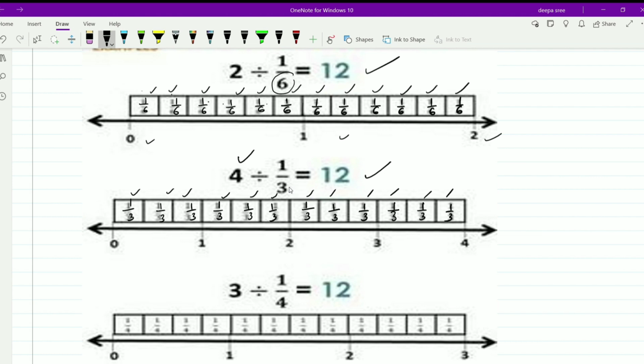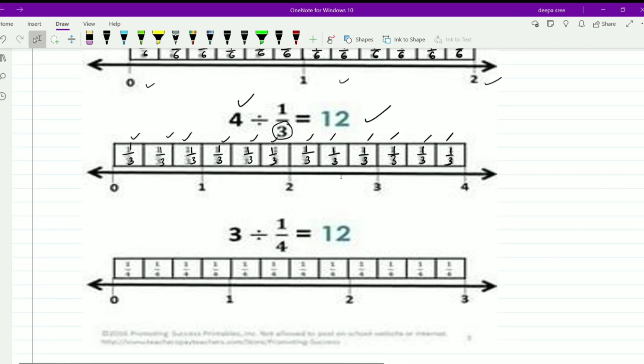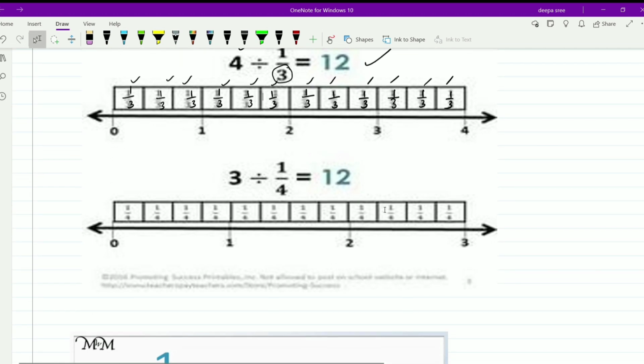So here 6 is the denominator, so you have to divide it into 6 equal parts. Here 3 is the denominator, so you have to divide it into 3 equal parts. Now in the next case 4 is the denominator, so you have to divide one division into 4 equal parts. If you divide, 1, 2, 3, 4 equal parts. So the first unit we divided into 4 equal parts. So how many 1 by 4s are we getting?